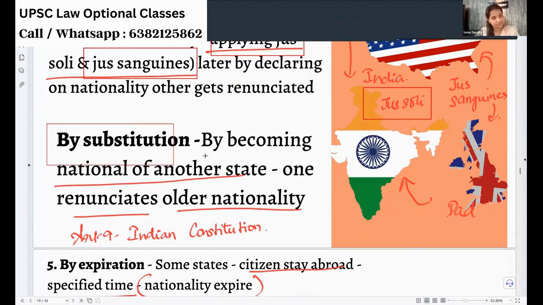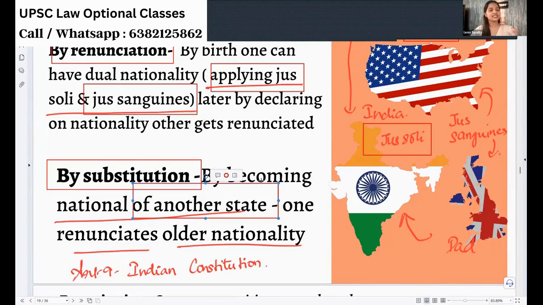Next, by substitution. Substitution means you replace. You were an Indian citizen, you go to US, I earned so much and I got a green card. Now it is a substitution. I become a national of another state. I substitute this state with another state. So renunciation and substitution are almost the same coin, but you are seeing it from different sides of the same coin. You renounce, lose India citizenship, and you substitute that Indian citizenship with US citizenship. But you have to write both. We need marks. We need to elaborate. We need to show that we are intelligent. So you can write both.